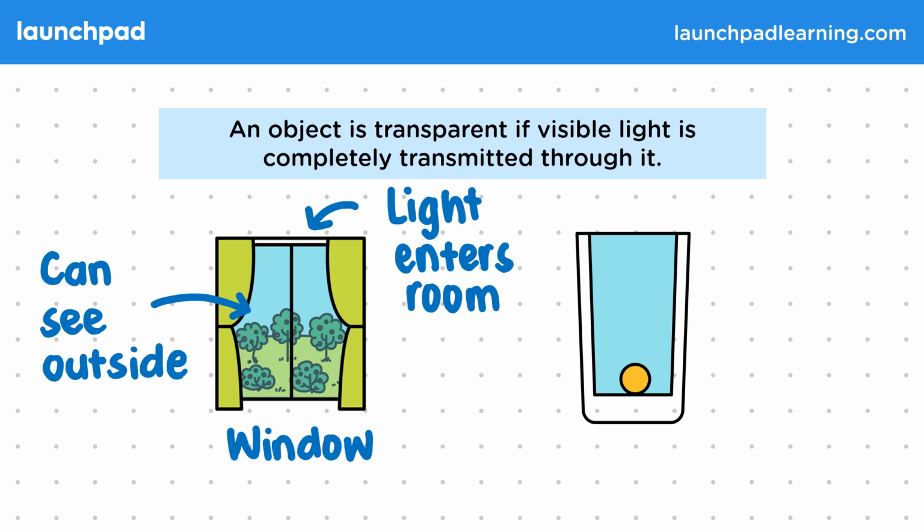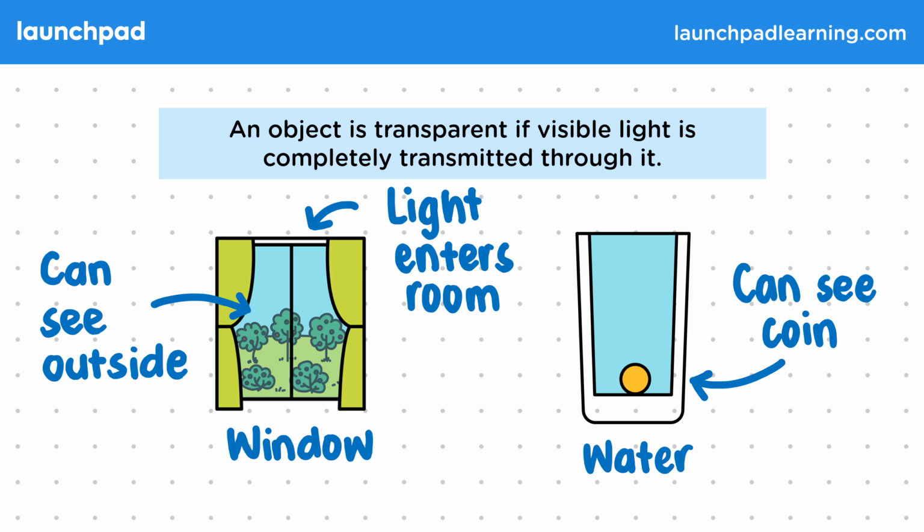Another common transparent material is water. Here we have a glass of water with a coin dropped inside. As light is able to pass into the water, reflect off the coin and pass back out of the water, we're able to see the coin even though it's submerged in the liquid.